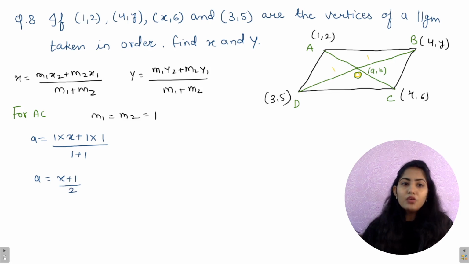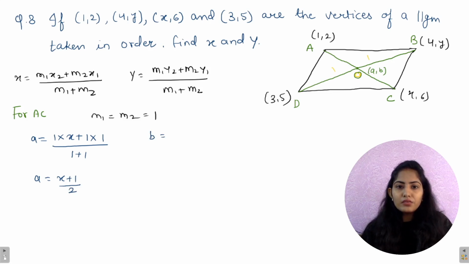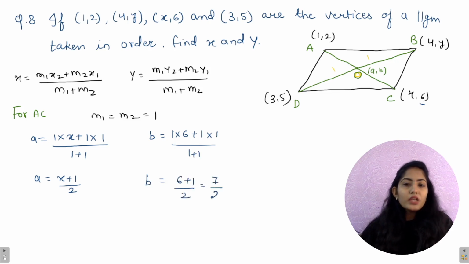Now for the value of b, we will put the values: m1 is 1, y2 is 6, plus m2 and y1 is 1, divided by 1 plus 1, that is 2. So the value of b is (6 plus 1) upon 2, that is 7 upon 2. This is for AC.